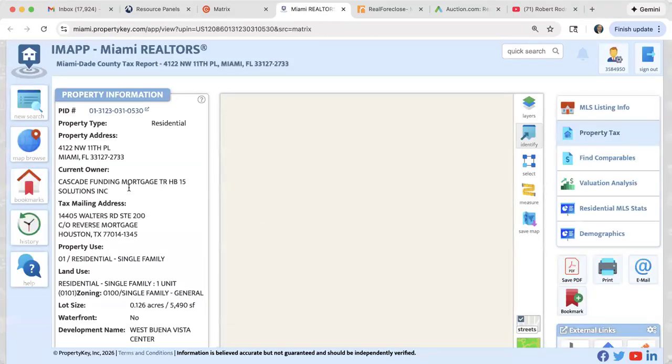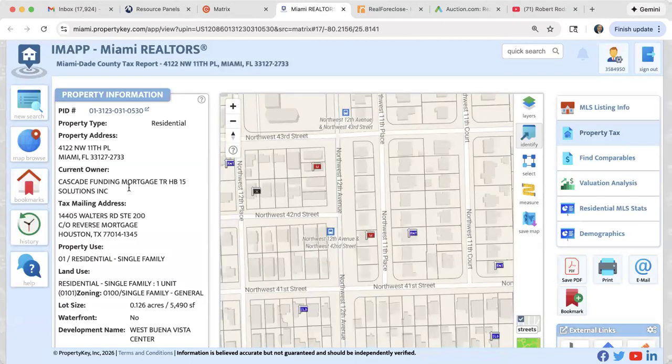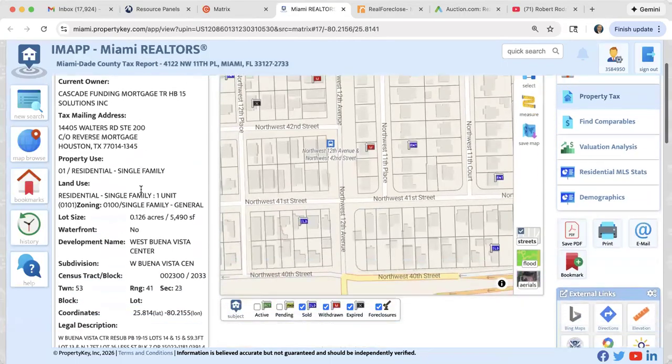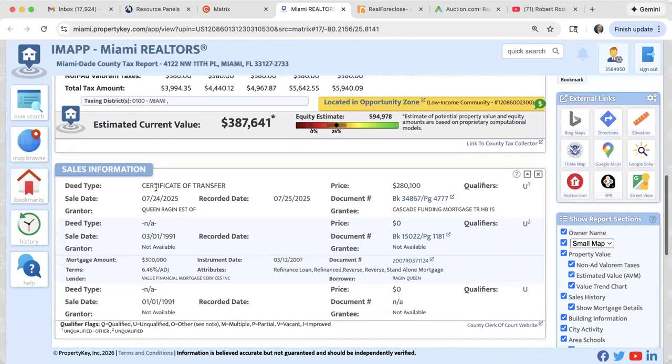What is the market value for a home this size right now? As you see here, the current owner, and you'll see here a certificate of transfer. Whenever you see a certificate of transfer deed, that means it was a foreclosure. If you see special warranty deed or warranty deed, that was a regular sale. If you see quitclaim deed, that was a transfer of title from name to name. This is actually a foreclosure.